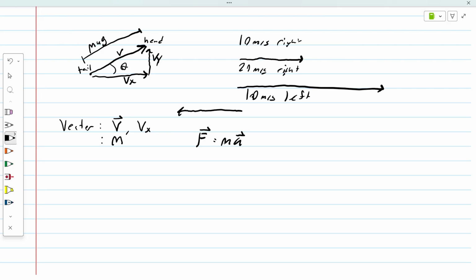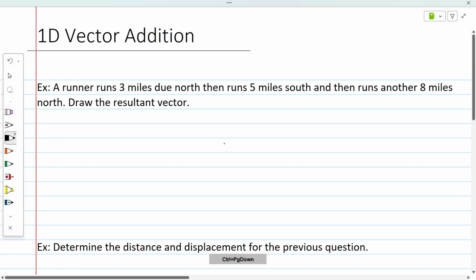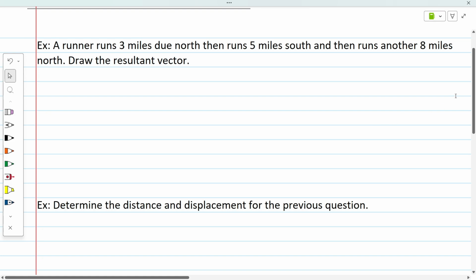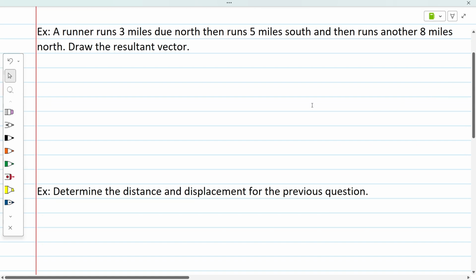Alright, so let's do some adding vectors here in one dimension. We'll do it using drawing and then do it using variables. So, alright, let's read the question. We've got a runner who runs 3 miles due north, then runs 5 miles south, then runs another 8 miles north, and we have to draw the resultant vector.